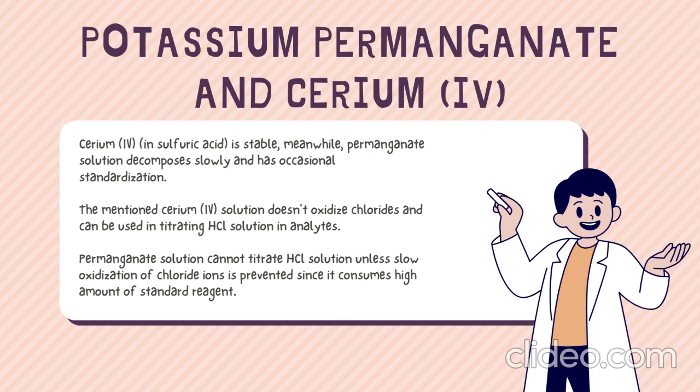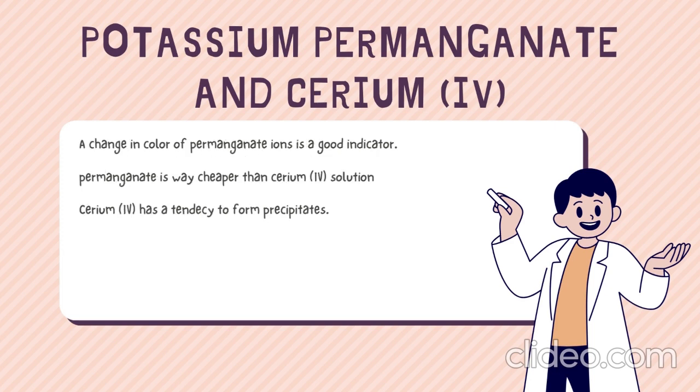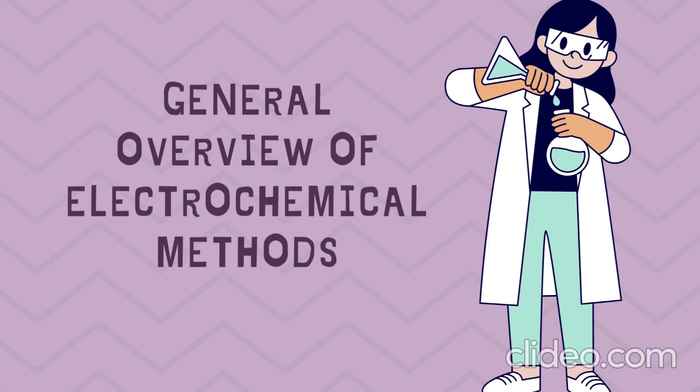Permanganate solution cannot titrate HCl solution unless slow oxidation of chloride ions is prevented, since it consumes a high amount of standard reagent. A change in color of permanganate ions is a good indicator. Permanganate is way cheaper than cerium-4 solution. Cerium-4 has a tendency to form precipitates. So the next one is the general overview of electrochemical methods.